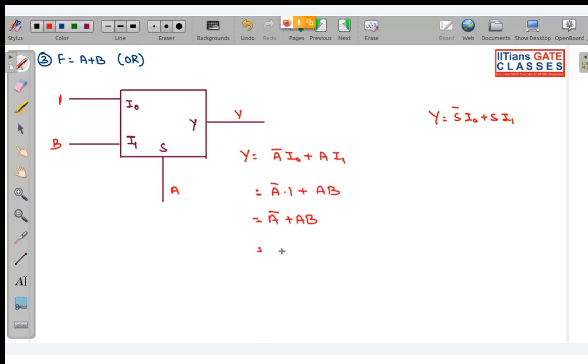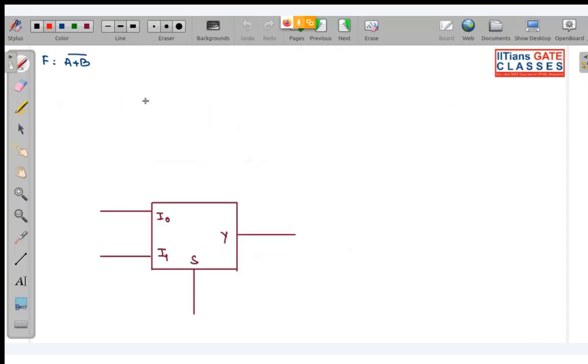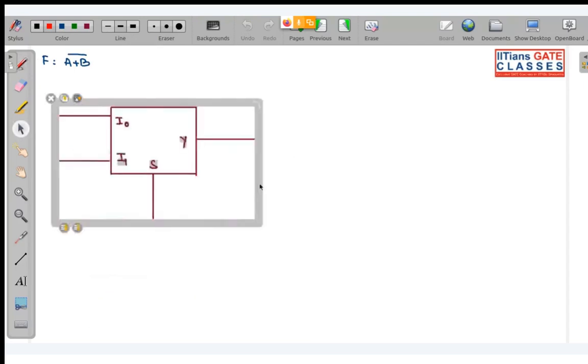Now use the distributive property. So this will be (A complement plus A) times (A complement plus B), which comes out to be A plus B. That is your OR gate. Is this clear, everyone? Clear, everyone? Fine. Now I want you to perform the NOR operation. NOR operation, tell me.